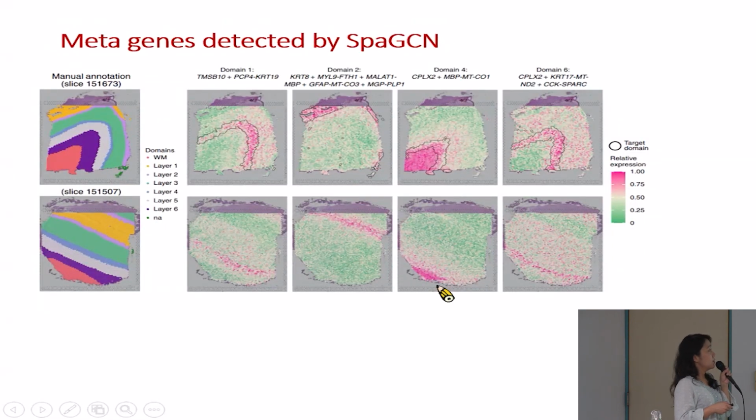They want to use the meta genes, which will be detected by SpaGCN. For example, domain 1, domain 2, domain 4, and domain 6. They will show several gene expression profiles, and using these different gene profiles, which are called meta genes, the different gene expression will be annotated and it will define which location is a specific domain. Then we can understand which domain is important for this gene expression.